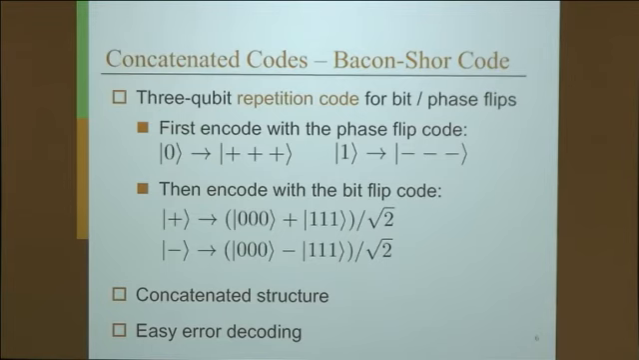So as the name suggests, concatenated codes have concatenated structure. So we can repeat using smaller building blocks. We can build the code from the ground up. And up to a certain limit, this will improve the error correcting properties of the code. Decoding of errors with concatenated codes is very simple. In case of the Bacon-Shor code, it's basically just simple majority voting with the stabilizers.